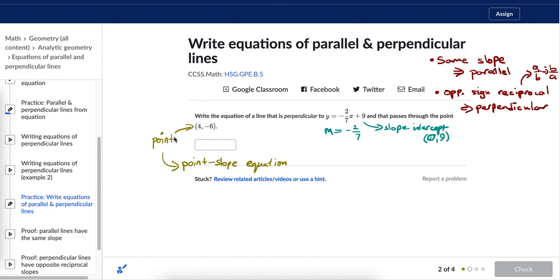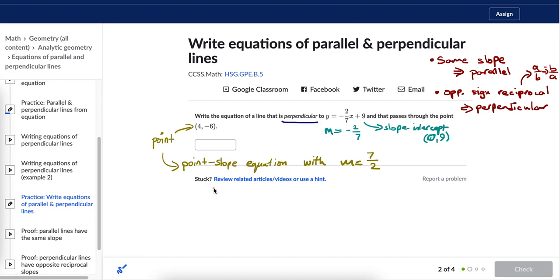Okay, let's examine further what we're looking for. We're looking for a perpendicular line, right? So a perpendicular line means that we need an opposite sign reciprocal, right? That's the one we need. So an opposite sign reciprocal of -2/7 is going to be +7/2. So the opposite sign reciprocal is +7/2. So m equals +7/2.